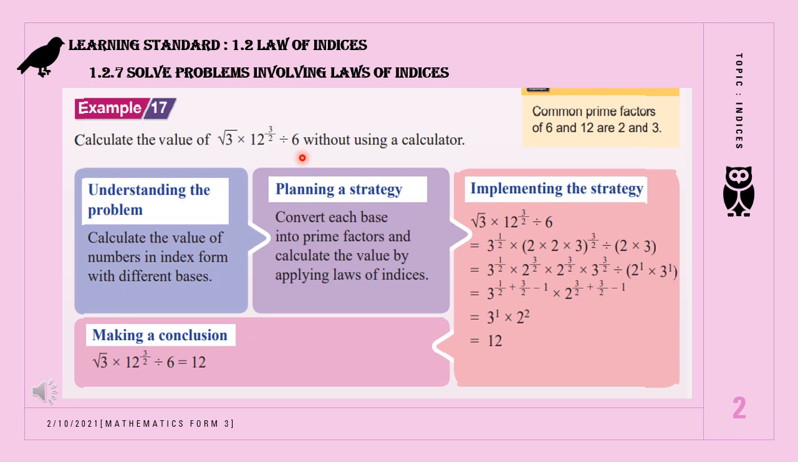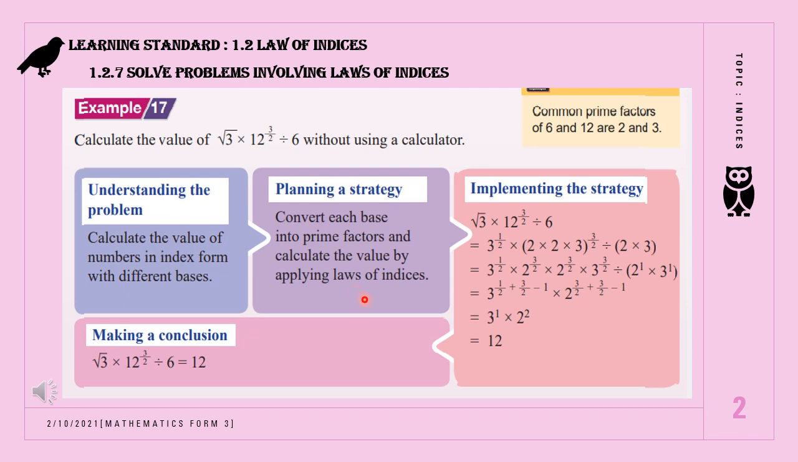I show you the example. Okay, example 17. Calculate the value of 3 square root times 12 to the power of 3 over 2 divided by 6 without using a calculator.